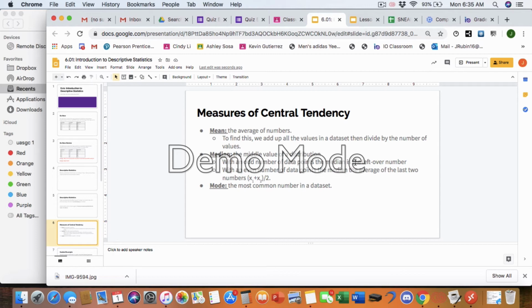Now, if you have an even number of data points, you're going to be left with two numbers at the end. So what you have to do is average those two numbers. You'd add them together and divide by 2. And then the mode is probably the least commonly talked about measure of central tendency. The mode is just the most common number.